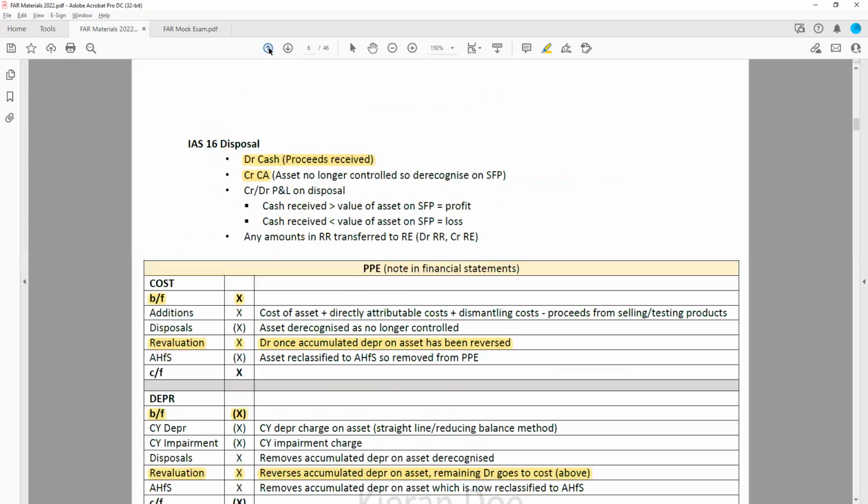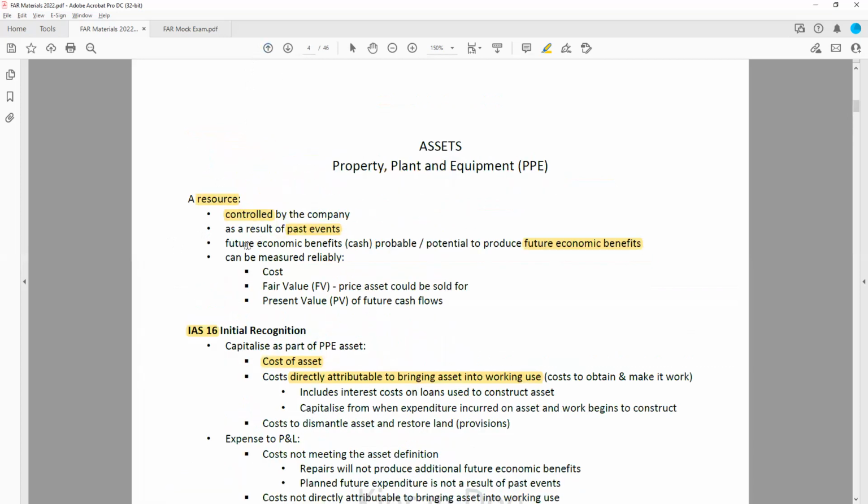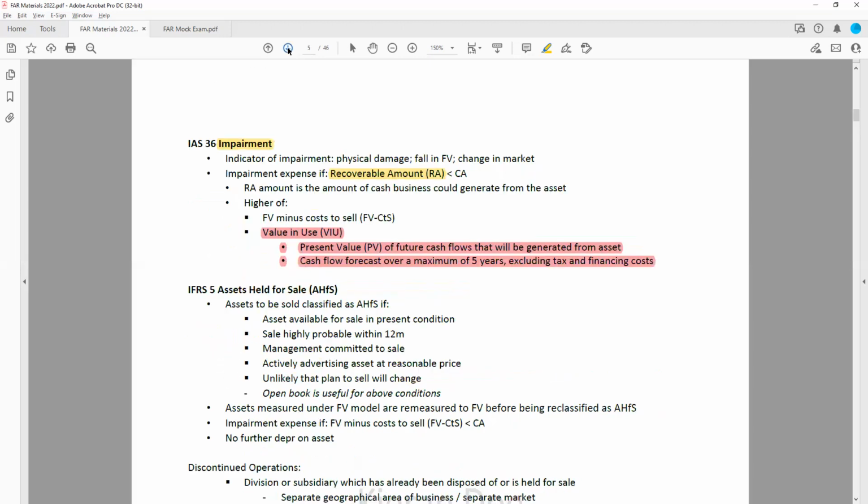Now, when we looked at PPE, we also said that it needs to be measured reliably, which it does. You must be able to measure the asset reliably, and we've seen several ways in which the asset can be measured. So we've seen cost, we've seen fair value, and we've seen present value. So these are three ways we've measured PPE: looking at the present value of the cash flows, or value in use, looking at fair value, what it could be sold for, or its original cost when the asset is first acquired.